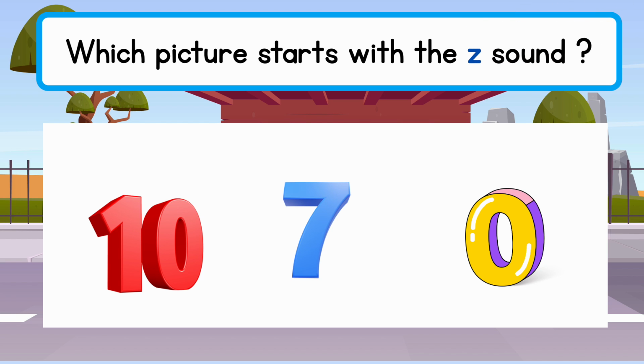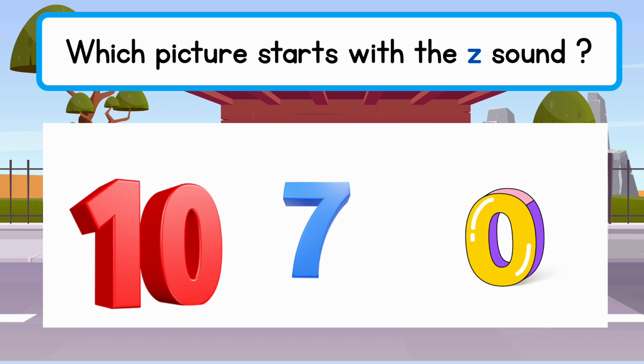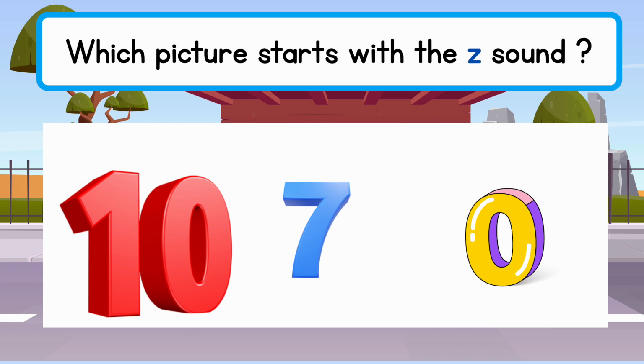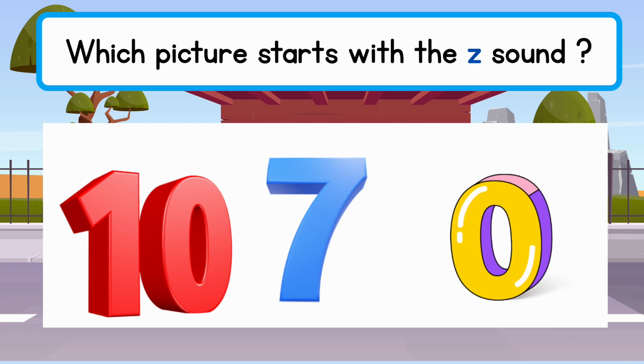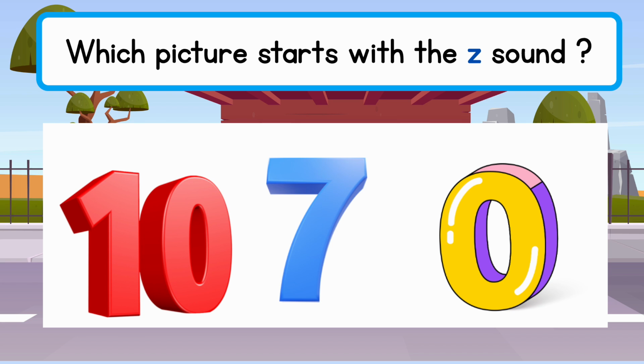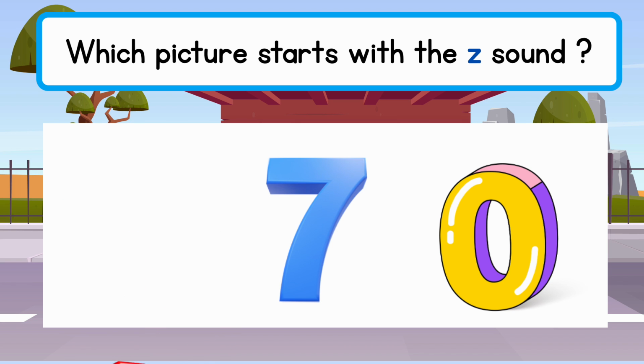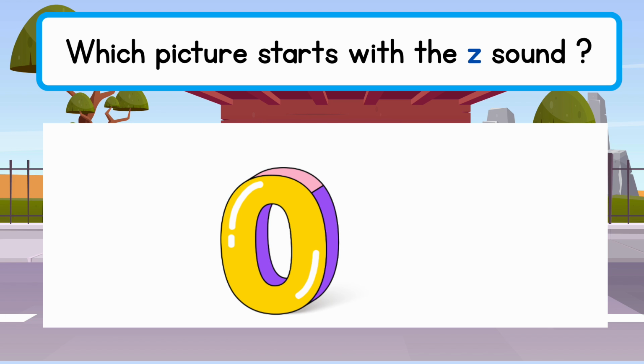Now we have some numbers. We're going to find the number that starts with a Z sound. Let's name the numbers. 10. 7. 0. It's not the 10 or the 7. Well done. It's 0.